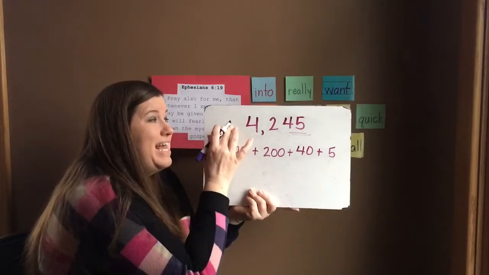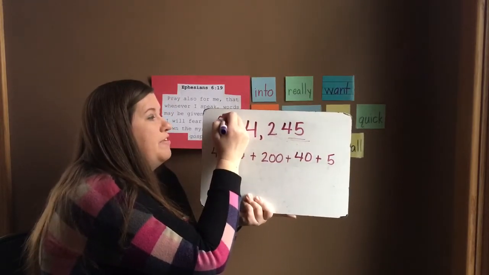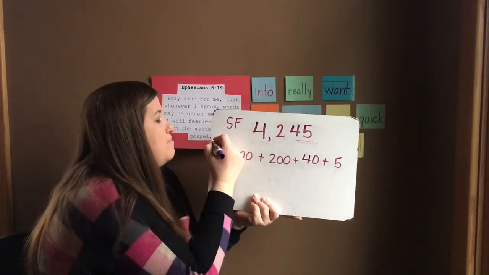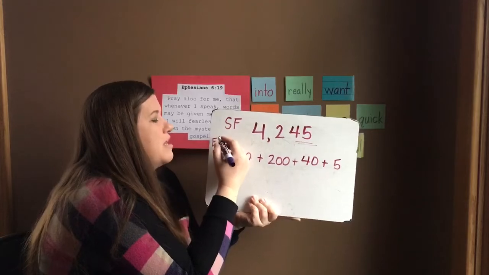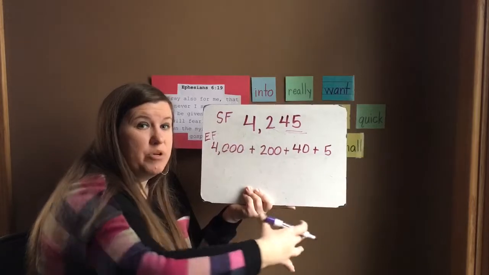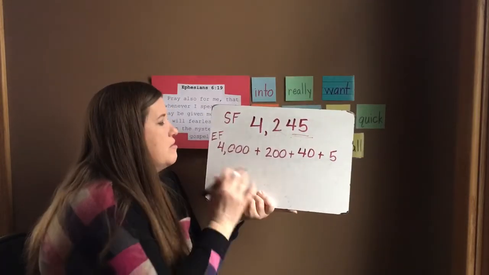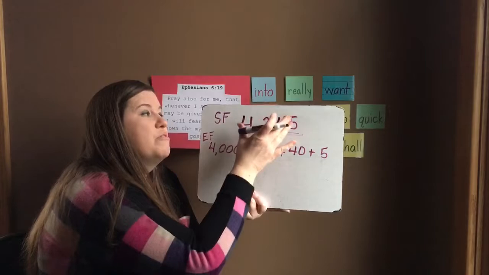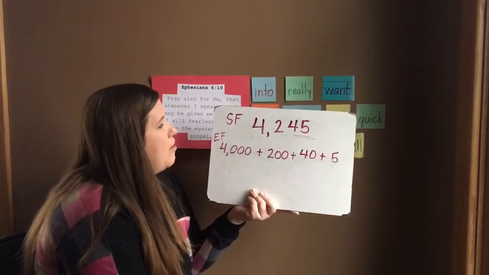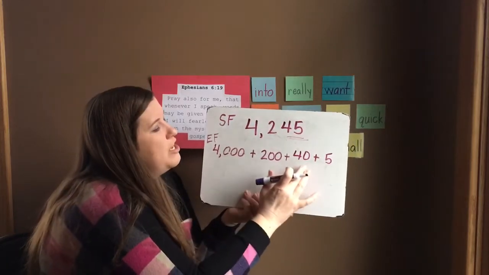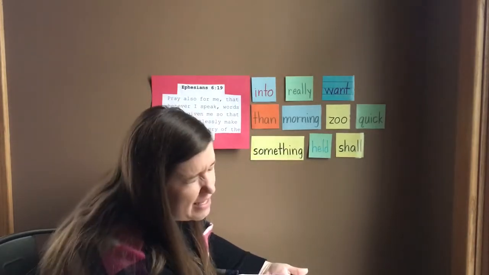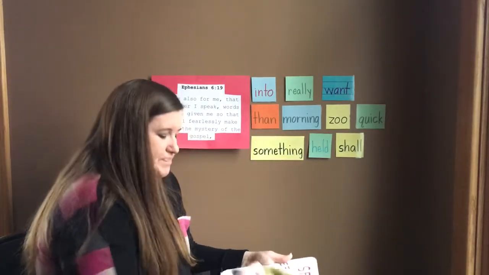Okay, so standard form, SF. Standard form is just how we usually write it. Expanded form sounds like it starts with an X, but it's an E. Expanded form is making it bigger. If we would expand something, we make it bigger. So expanded form doesn't grow the value, you just write it out and it's longer. It's a bigger way to write it out. 4,000 plus 200 plus 40 plus 5. That would be the standard form, or the expanded form, sorry.